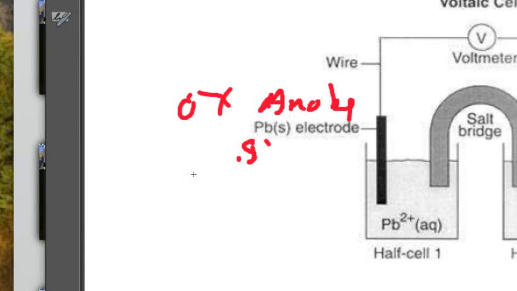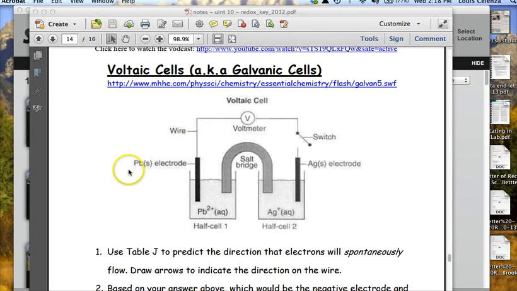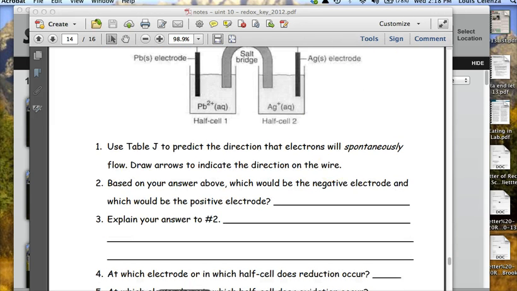I think you get the idea. The anode gets smaller, which is this one here. The electrode that's the cathode, where reduction occurs, always gets larger in size. And you saw that from the video that we did before. So that's the end of this.